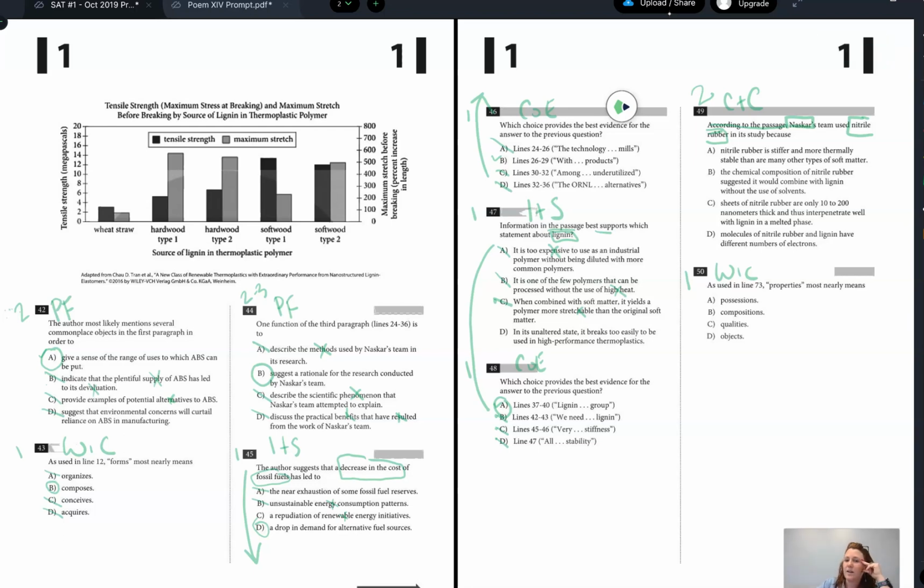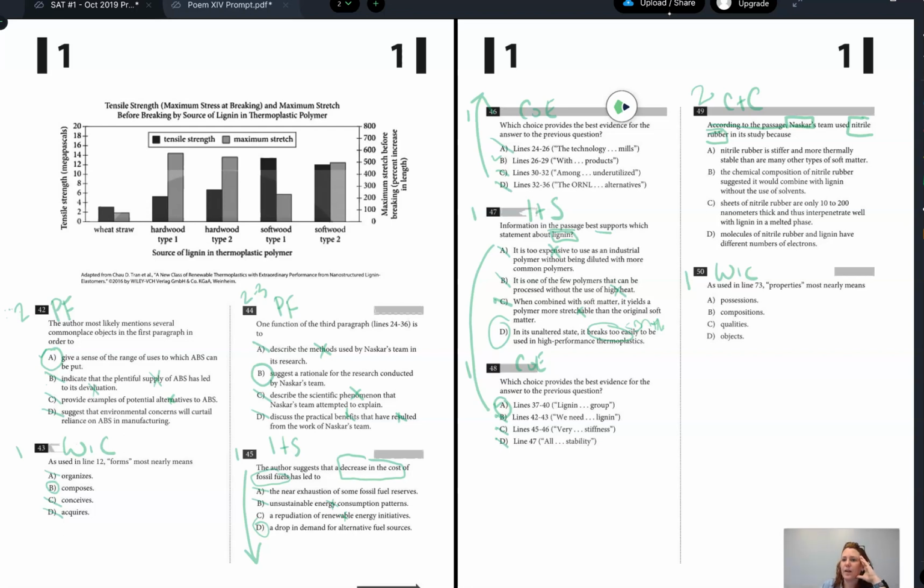D, in its unaltered state, it breaks too easily to be used in high performance. So breaks too easily is the same thing as brittle. That says brittle. It's beautiful. Okay, so D is the correct answer. This is one of the reasons that it's so important to do the COEs in reverse order, because if we had chosen C, we would have found a line of evidence that supports C, but it's incorrect because it's not really about the lignin itself. All right? So let's move on to number 49.